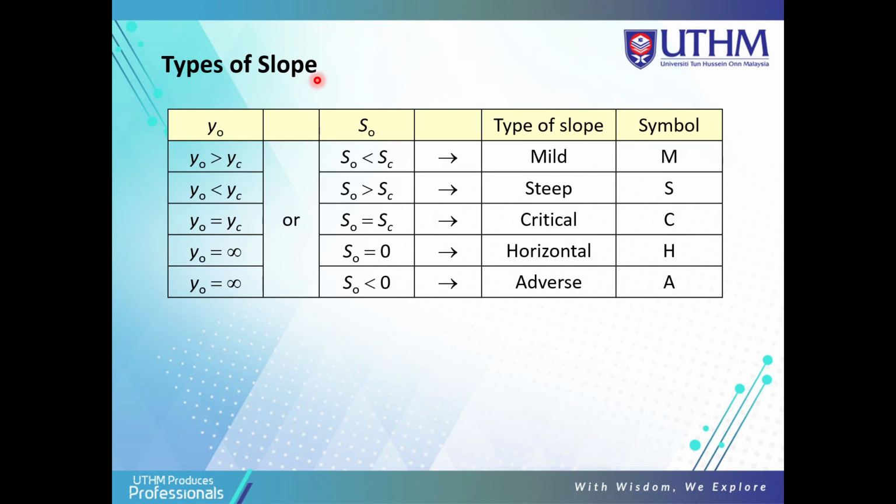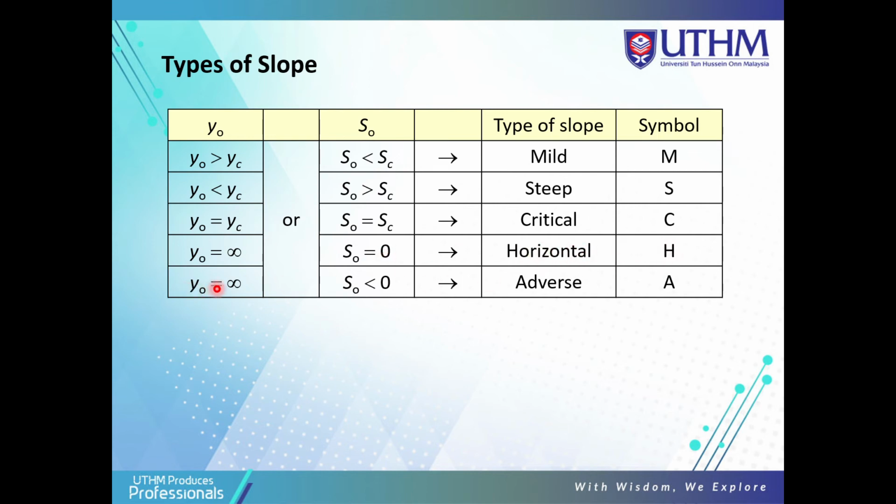So, the type of flow. We know that using y naught and s naught: y naught more than yc and s naught less than sc, where sc is the critical slope, this type of flow has the symbol M, mild. Y naught less than yc and s naught more than sc is the steep slope, with the symbol S. Y naught equal to yc and s naught equal to sc is the critical slope, with the symbol C. Y naught is infinity and s naught is equal to 0, so this is the horizontal slope, the H.